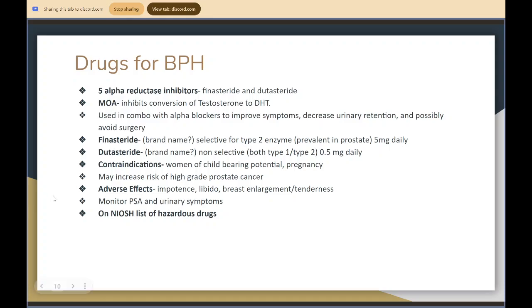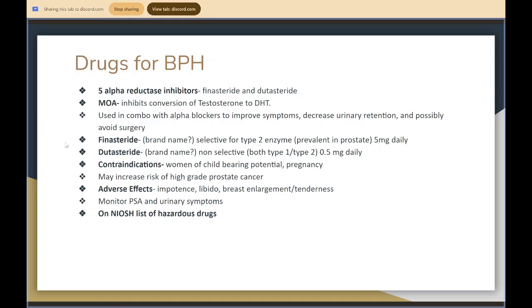Great job, everyone. Continuing, some contraindications. Women of childbearing potential, pregnancy, have to be careful with the handling of these. So, if you're working in the pharmacy and you're handling these medications, definitely take the precautions. Now, this class of drugs may also increase the risk of high-grade prostate cancer.